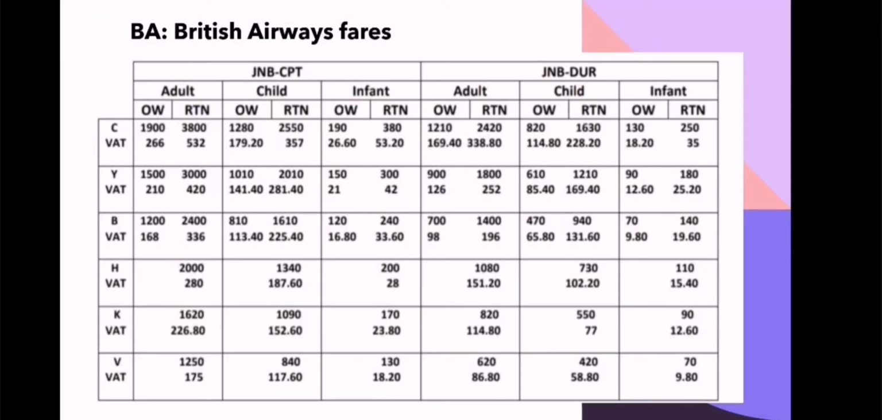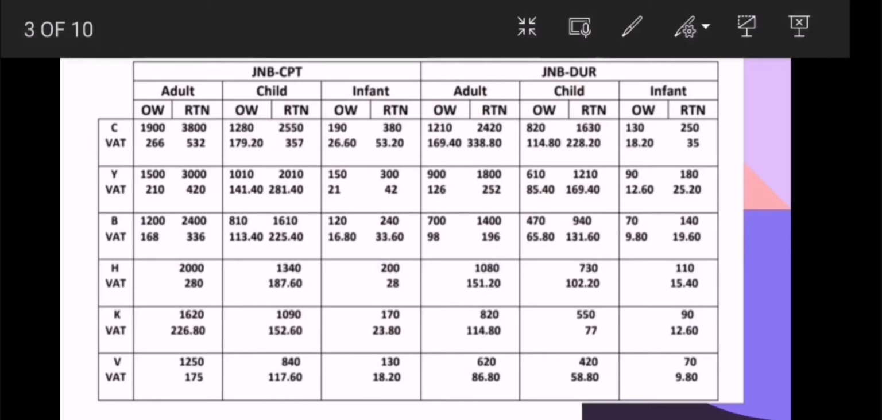That brings us now to our 4th row, where it starts with C. In this 4th row that starts with C, this one indicates the class of travel. Each row indicates the class of travel. So you have C, you have Y, you have B, you have H, K, and V. Each one represents a class of travel.